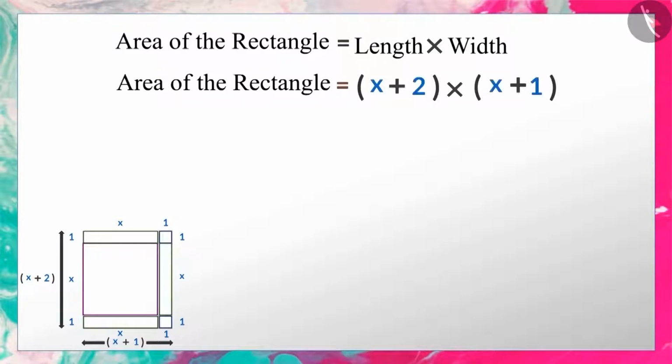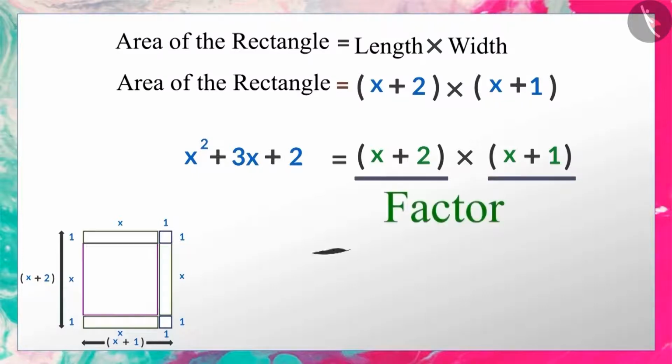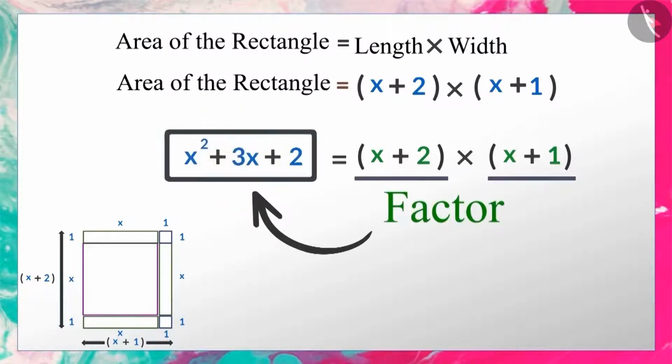Therefore, we can say that the algebraic expression x squared plus 3x plus 2 can be written as x plus 2 multiplied by x plus 1. The product of x plus 2 and x plus 1 gives us the same algebraic expression. Hence, they are called factors of this algebraic expression.